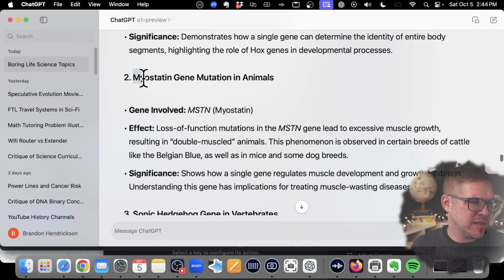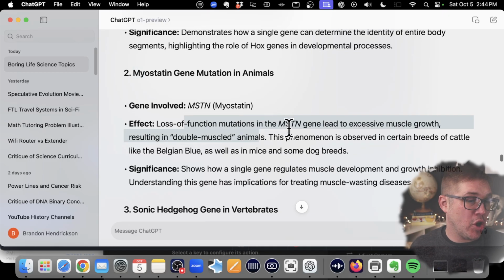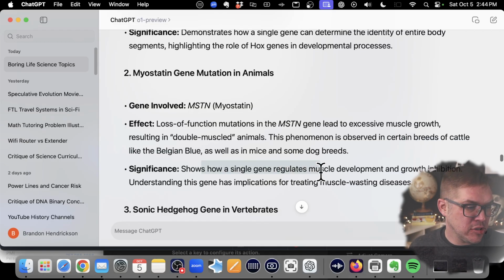Myostatin. Myo means muscle. Statin, gene mutation in animals. Loss of function leads to excessive muscle growth. Double-muscled animals. Certain breeds of cattle like the Belgian Blue, as well as some mice and some dog breeds, show how a single gene regulates muscle development and growth inhibition.